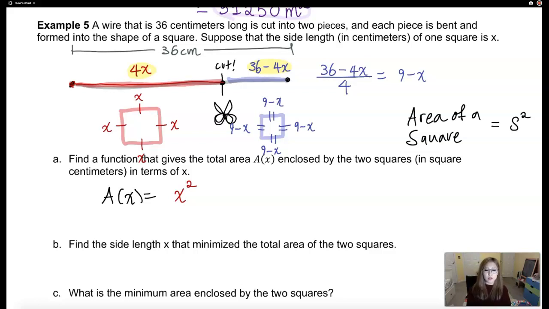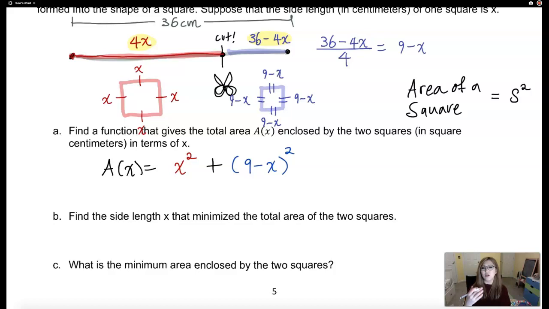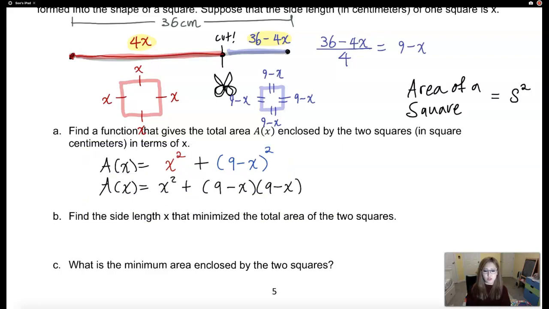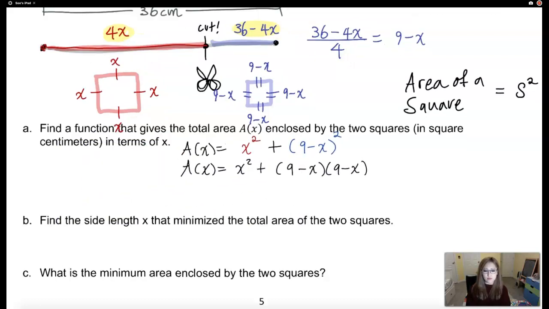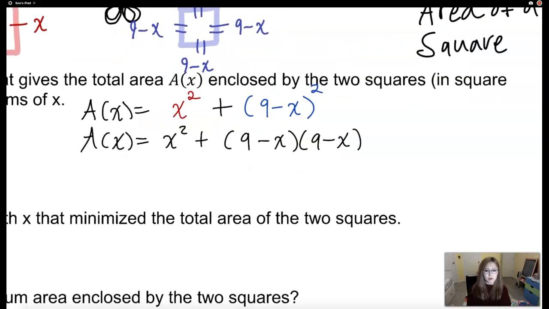What about the blue one? I need to add the area of the blue one. The side length of the blue square is 9 minus x, so I must square that side. So we found the area function, and let's go ahead and try to simplify this by FOILing and combining like terms. I will expand this so that the next step, FOIL, is obvious to us. I'm going to go ahead and FOIL this.